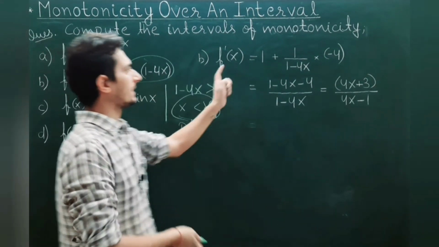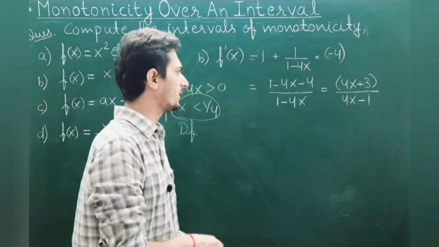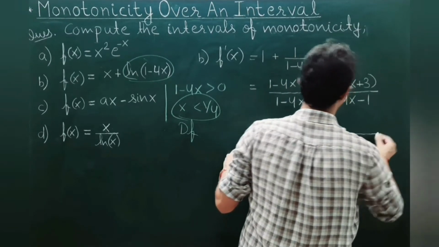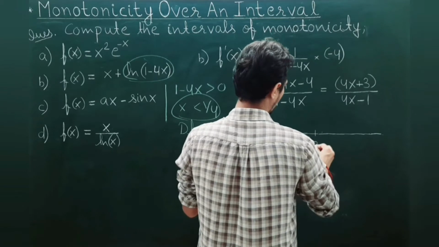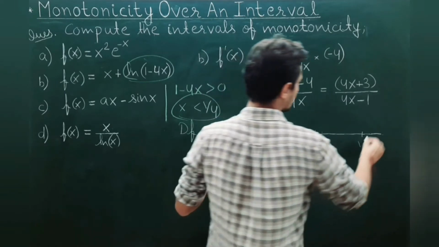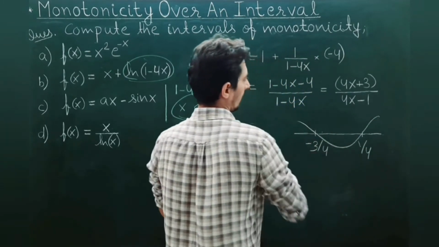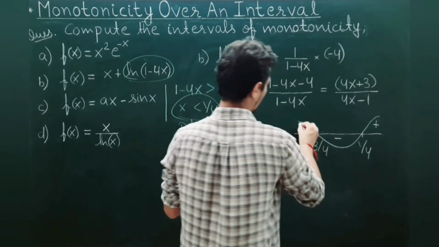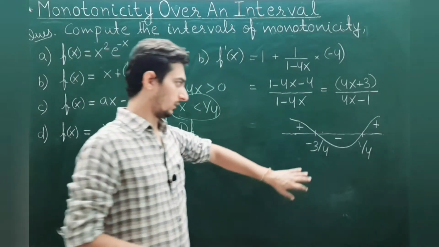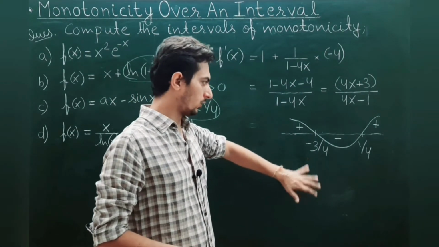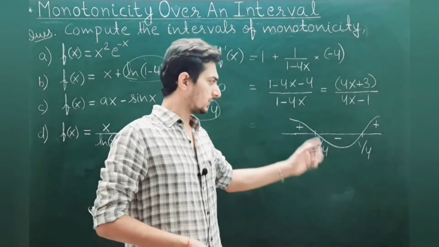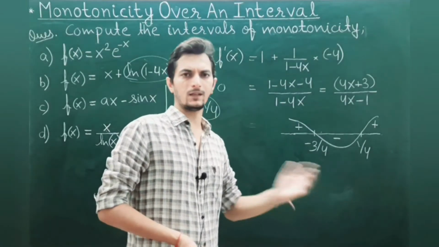Okay, now let's check the sign of the derivative for increasing and decreasing behavior. Here is the derivative, and if I draw a wavy curve, it is minus 3 by 4 and 1 by 4 here. The sign scheme says positive, negative, positive. Guys, please do remember, or try to do some problems on this wavy curve sign scheme, because we are going to use it very frequently, almost in every question here.